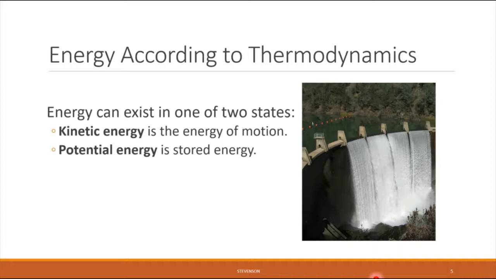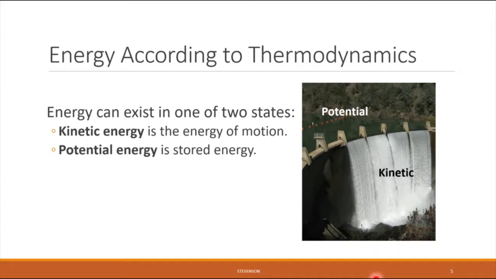If we look at the picture on the screen here, we see water that is flowing over the edge of a dam. And so the water that is falling, the water that is actively in free fall over the edge, is exhibiting kinetic energy, the energy of motion, while the water that is located at the top of the dam is exhibiting potential energy because it has the potential to fall over the edge of the dam and therefore enter into a kinetic energy state. But right now, that potential is just that. It's only a potential.